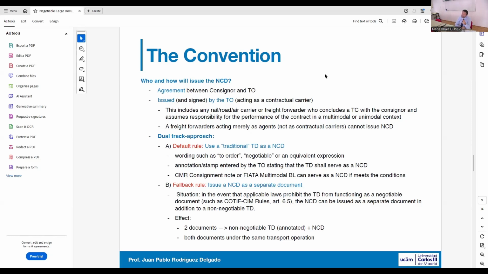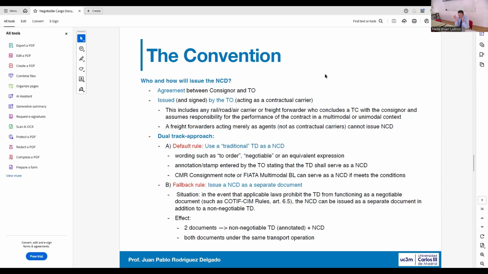But what happens with the consignment note, such as the rail consignment note, where their conventions prohibit trading the document as a document of title? In those cases, the second approach is the fallback rule: we are going to issue a separate negotiable cargo document. So we have the traditional consignment note that is not going to serve as a document of title because it's prohibited by the convention, and a negotiable cargo document. So we are going to have two separate documents, one non-negotiable and the other negotiable.